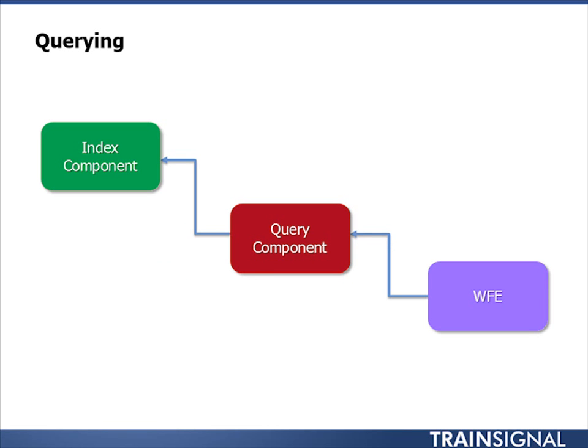And then finally, last but not least, is the actual querying. The way that querying is going to work is we've got our web front-end server. The user's going to make a request to the web front end. The web front end is going to send that over to our query component. Our query component is going to analyze that, figure out what it is that we actually need to search for, and send the search request off to the index component. The index component will then build up the results and send them back to the query component. The query component will then reorganize as needed and send the results back to the web front-end server.